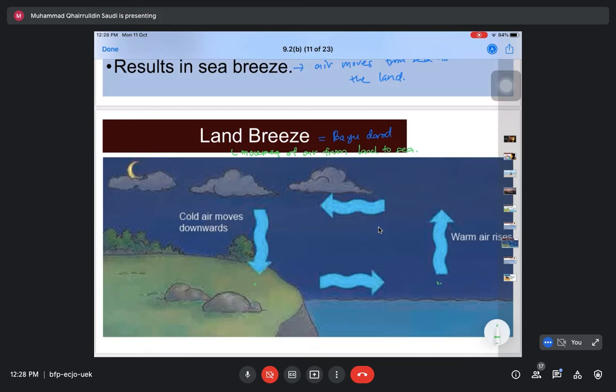Okay, why? It is because of the convection as well. Okay, what happened is convections happen. During the night, selalunya land breeze is during the night. During the night, the land cool faster. Air on the land cools faster. So what happened when the air becomes cool?